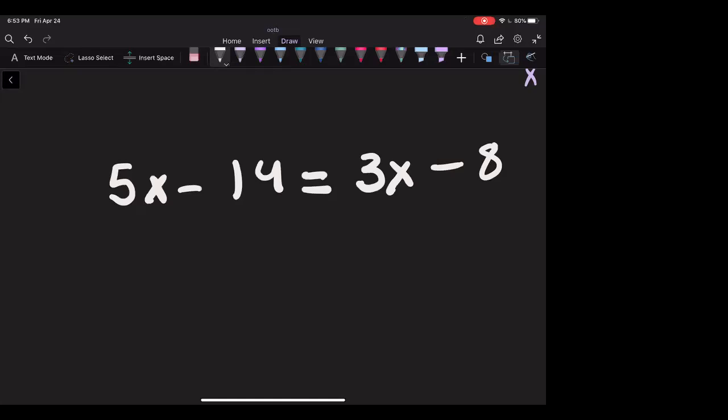Is the minus with the 3x or with the negative 8? It's with the negative 8. Okay. So could you write 2x minus 14 equals negative 8? Wait, could you write that? Yes. What do you want me to write on? 2x minus 14 equals, yeah, that.